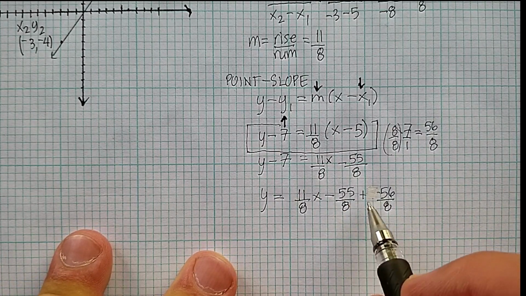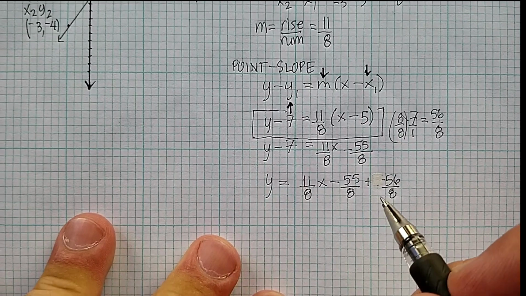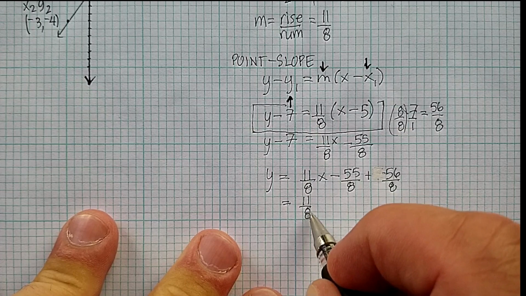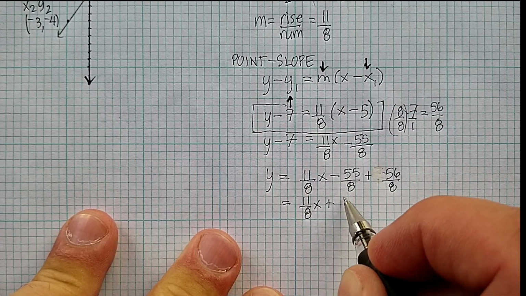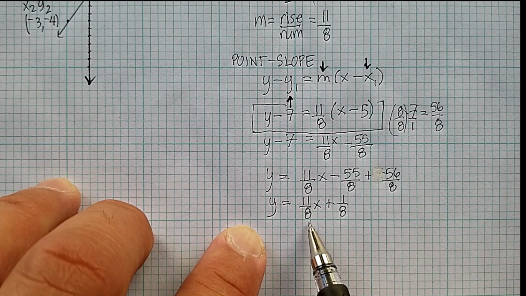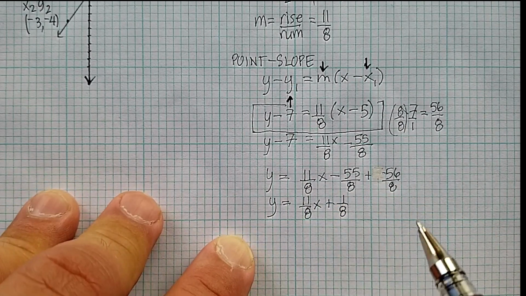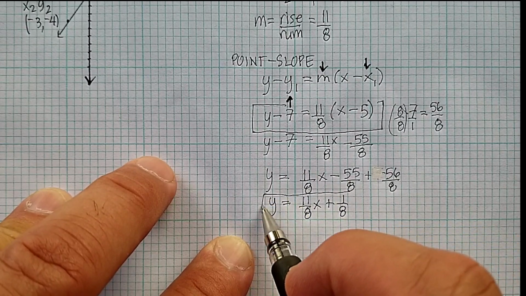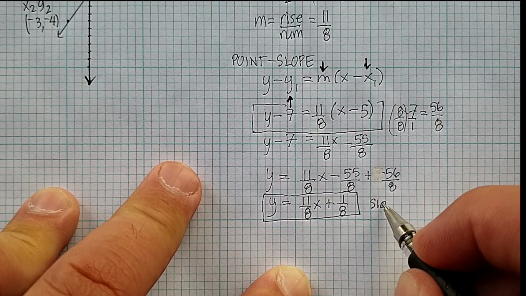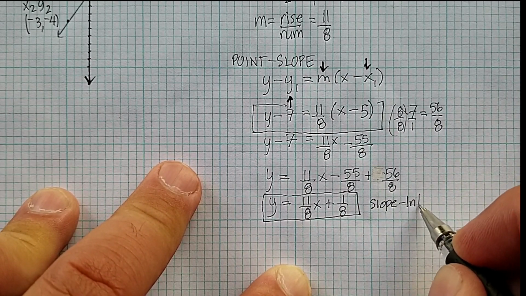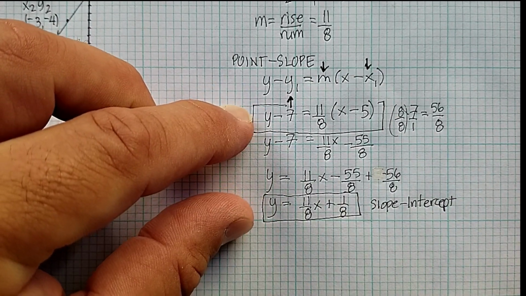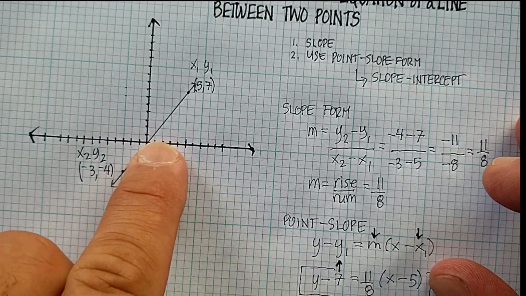Negative 55 over 8 plus a positive 56 over 8 gives me a positive 1 over 8. So my equation will end up being y is equal to 11 over 8x plus 1 over 8, and that's the slope-intercept form. Both of these equations are exactly the same thing. It's the equation of the line that goes through here.